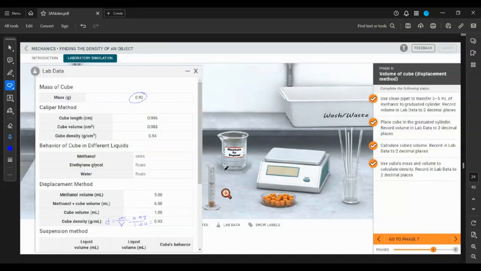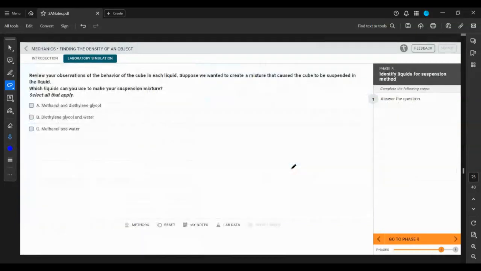Okay, so that was the second method. Now we're going to look at a combination of fluids. Remember that it sank in methanol and that it floated in some of the other ones, right? I don't want to give too much away for this question, but give it a try. It does say select all that apply.